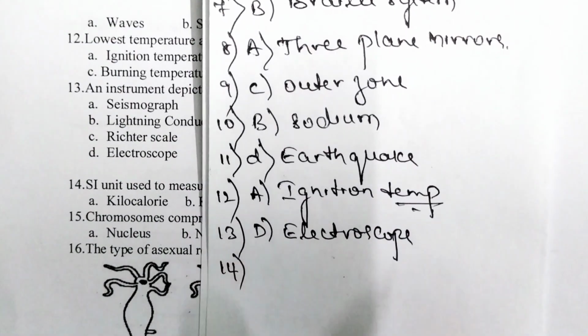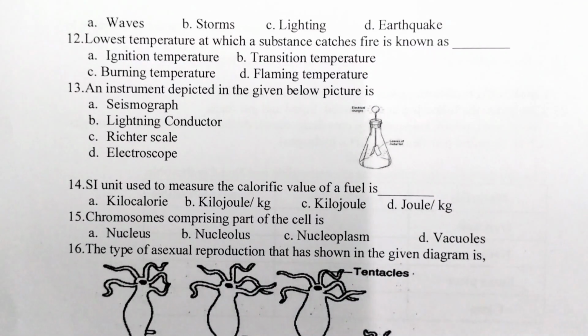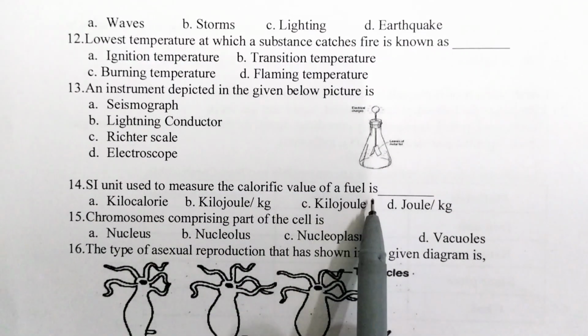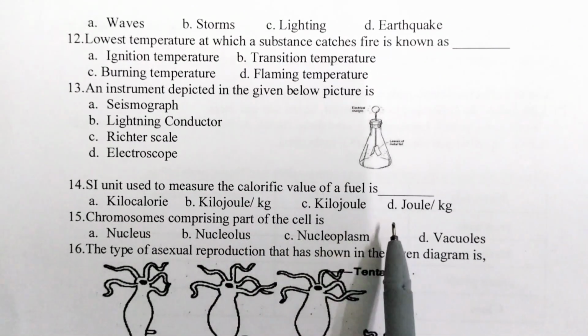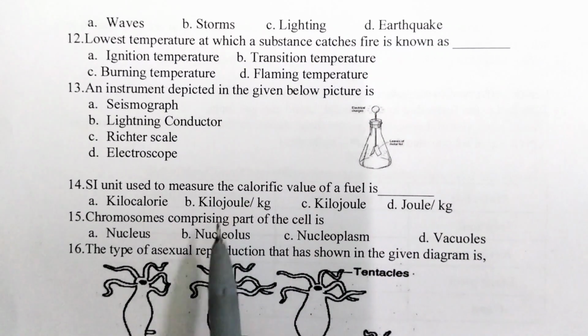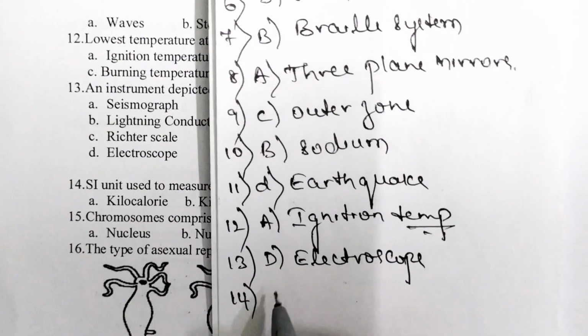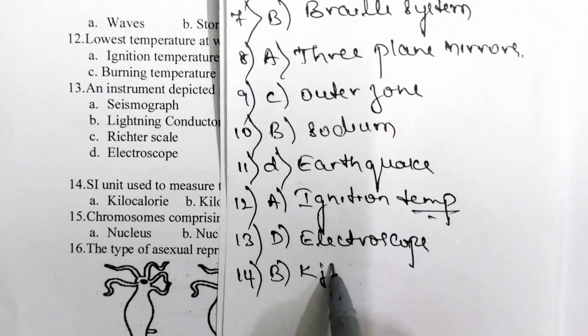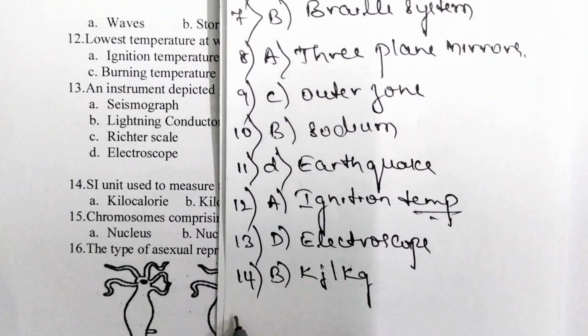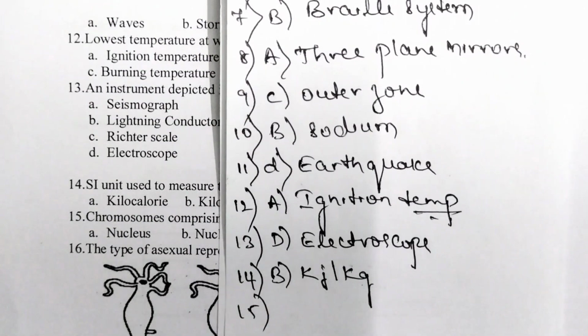Now let us answer the 14th question. The SI unit used to measure the calorific value of a fuel is kilocalorie, kilojoule per kg, kilojoule, or joule per kg. The right answer is option B, kilojoule per kg.